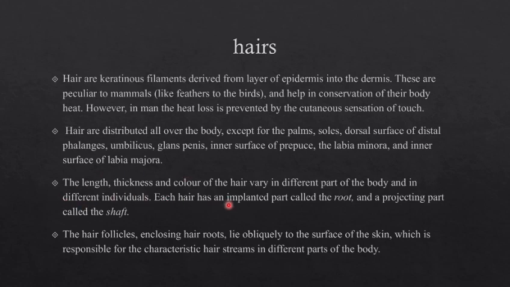The length, thickness and color of the hair vary in different parts of the body and in different individuals. Each hair has an implanted part called the root and a projecting part called the shaft. The hair follicles enclosing hair roots lie obliquely to the surface of the skin, which is responsible for the characteristic hair streams in different parts of the body.